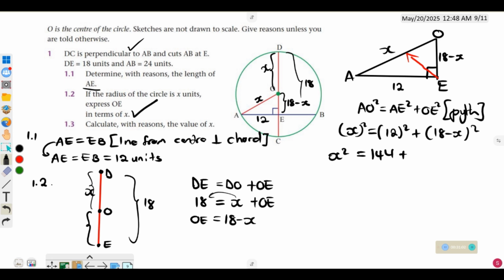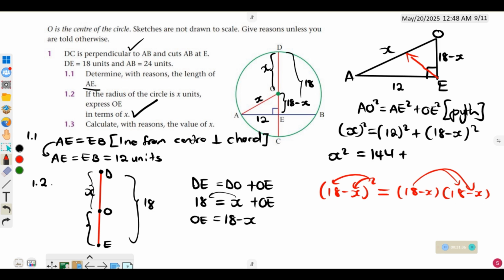Plus, when you expand that, what is 18 times 18? 324. Remember, here's a most common mistake that people make. They tend to say that 18 minus x all squared, you can just distribute this, and this is not just wrong, this is very wrong. You need to open two brackets. You cannot say this is 18 squared minus x squared; it simply means 18 minus x times 18 minus x. Then you use the FOIL method to expand that.